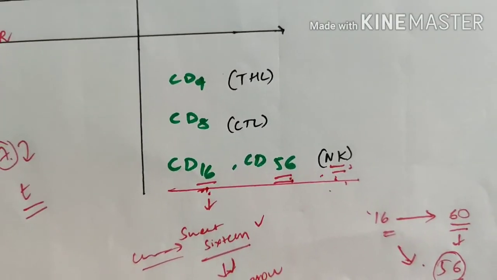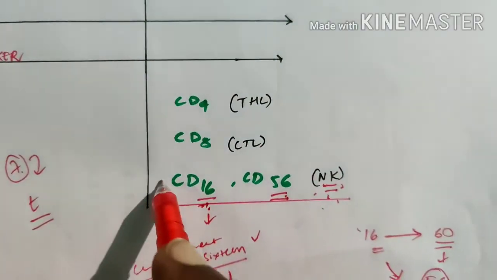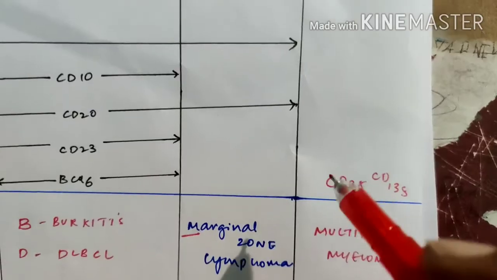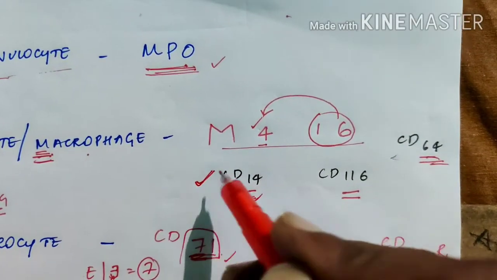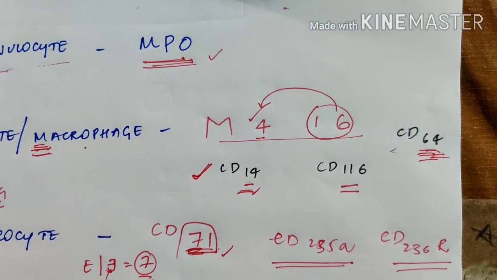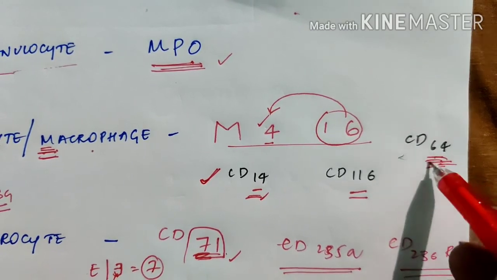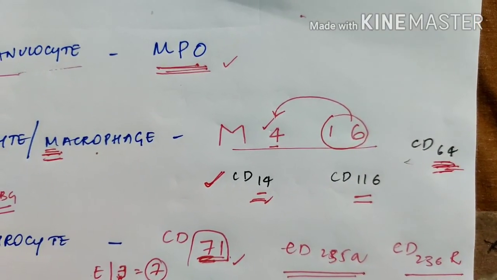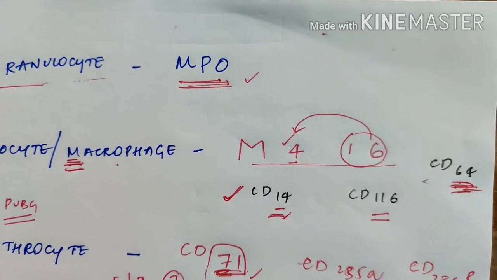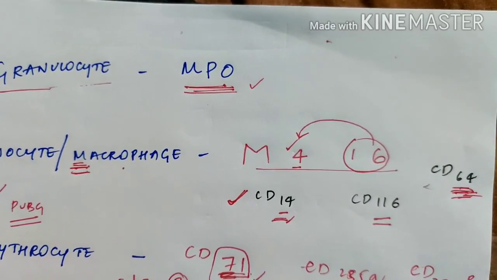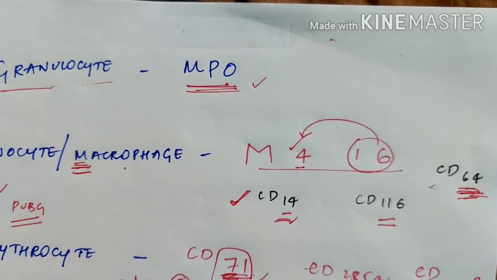Some markers people forget are CD16 and CD56, CD38 and CD138, CD14 and CD64. These three sets of markers are alike. You will mix them up, so you have to remember them thoroughly. For remaining all of this, I made a good mnemonics. Make use of them.